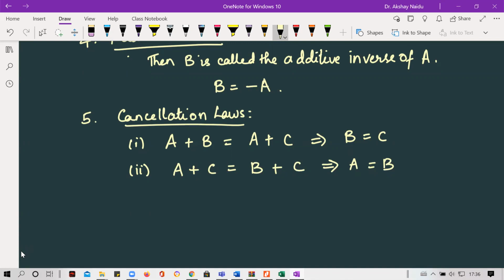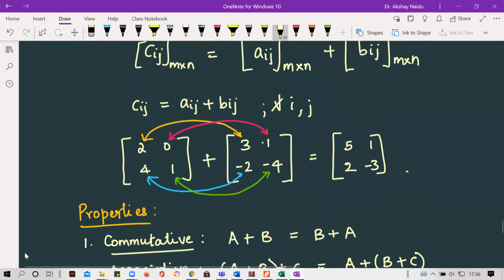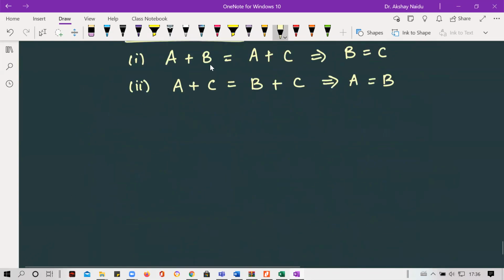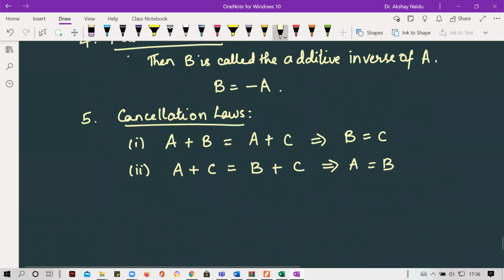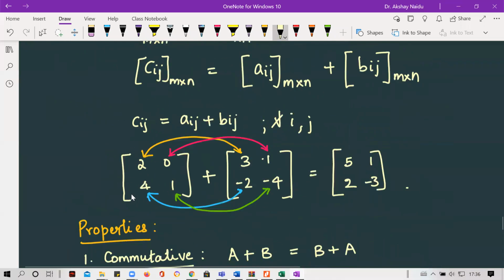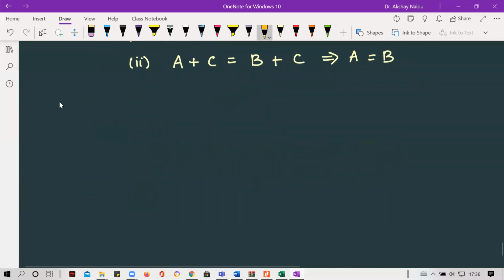So this is about addition of matrices, how matrices are added. This is just a review of what we have done. There'll be simple questions on that. I'll give you some examples once we finish multiplication. Then multiplication: this is addition of matrices, equality of matrices, then addition of matrices, then multiplication of matrices.